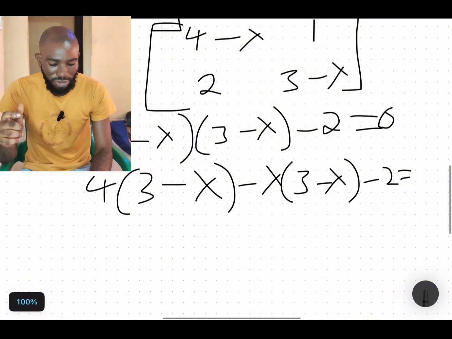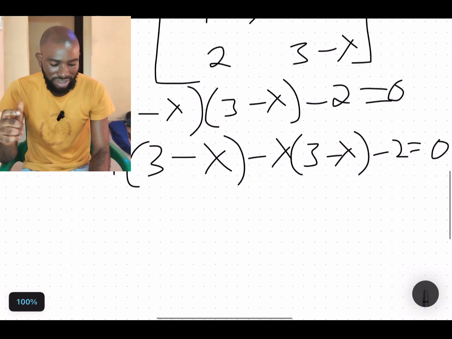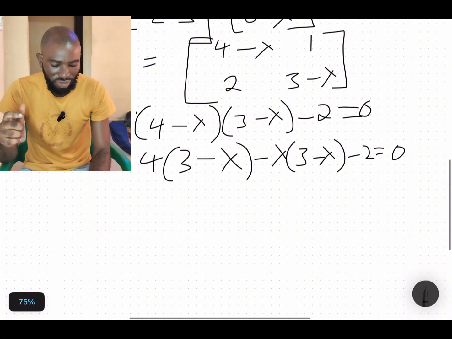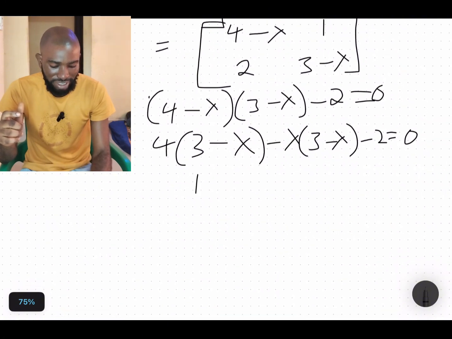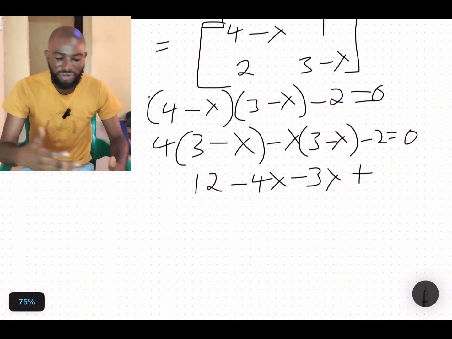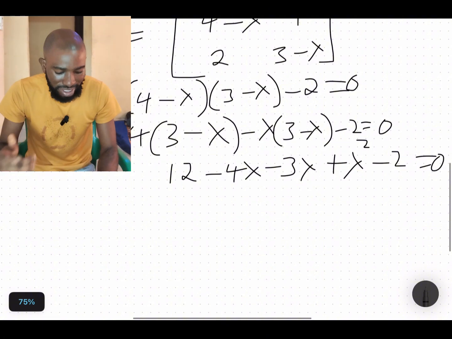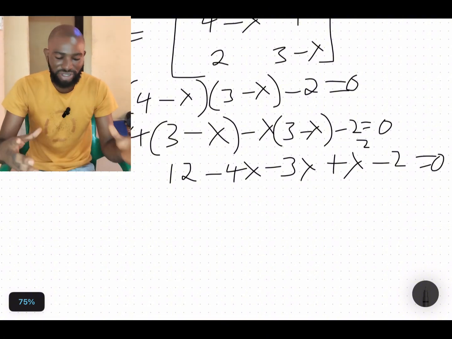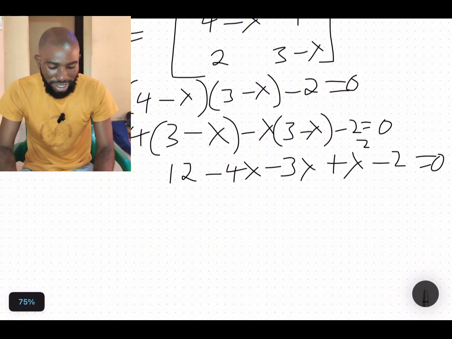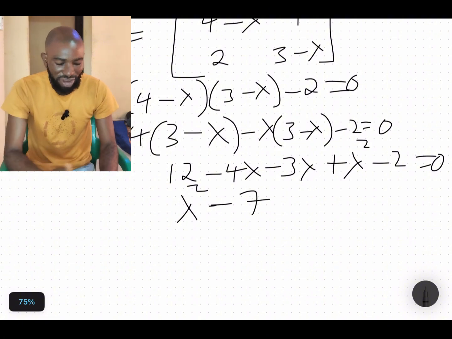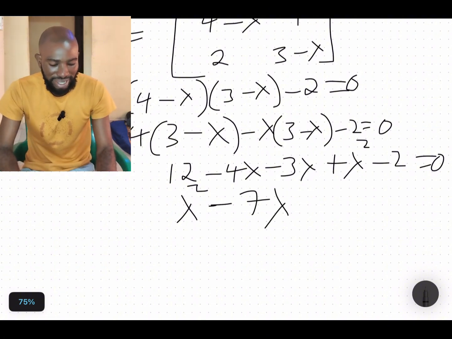So by the time you do this, 4 times 3 gives us 12. We have 12 minus 4 lambda, then minus 3 lambda, then plus, don't forget, minus lambda times minus lambda gives us plus lambda square. Then minus 2 is equal to 0. Let's compress it and make it a quadratic equation. You have lambda square minus 7 lambda, then 12 minus 2 gives us plus 10, is equal to 0.